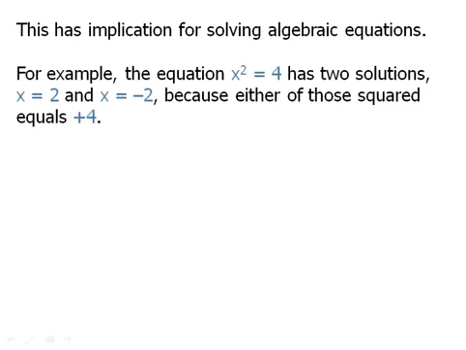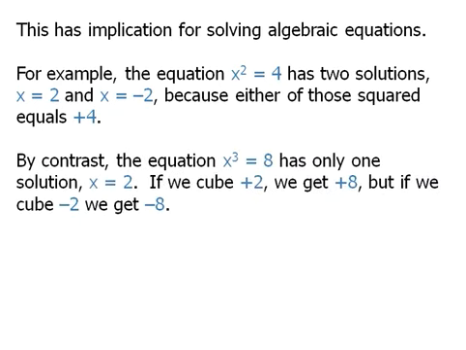For example, the equation x squared equals 4 has two solutions, x equals 2 and x equals negative 2, because either of those squared equals 4. By contrast, the equation x cubed equals 8 has only one solution, x equals positive 2. If we cube positive 2, we get positive 8, but if we cube negative 2, we get negative 8.